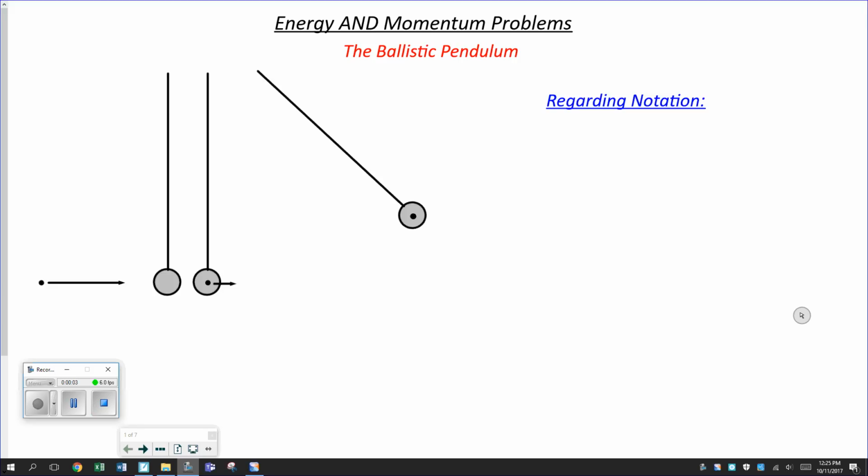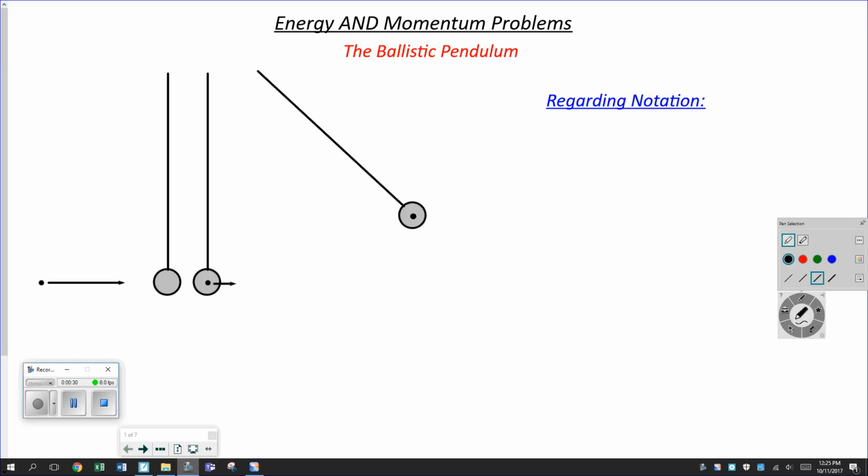Folks, thinking about these questions that involve both momentum and energy, momentum transfers and energy transformations, I've come up with the idea that you can use notation perhaps differently than we've always used notation, to help yourself keep things a little more straight. And here's what I mean.